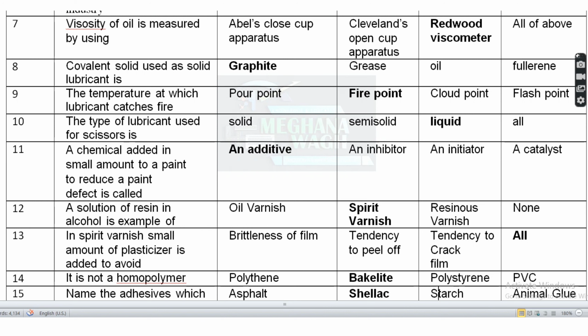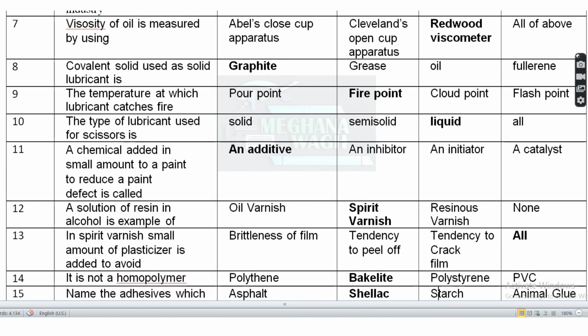The type of lubricant used for scissors is liquid. A chemical added in small amount to a paint to reduce a paint defect is called an additive. A solution of resin in alcohol is an example of spirit varnish, because spirit is a low quality of alcohol. Therefore, the resin in which alcohol is present is known as spirit varnish. In spirit varnish, a small amount of plasticizer is added to avoid what? It is for avoiding brittleness of film, tendency to peel off and tendency to crack the film. For all these three purposes, plasticizer is added to spirit varnish.